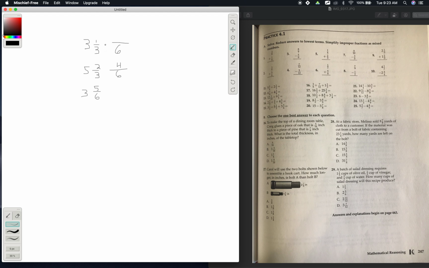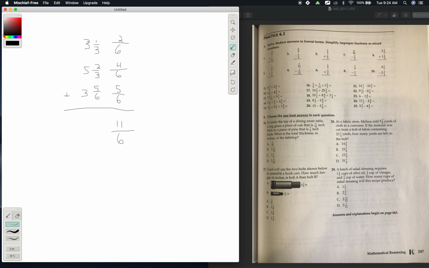3, well, 3 goes in 6 also 2 times, so 2 times 1 is 2. Okay, I'm just going to write this here again, just keep it a little organized. Alright, and we know that this is addition. Okay, so let's add all of these. 2 plus 4 is 6, plus 5 is 11. And we keep the denominator, which is 6, okay?